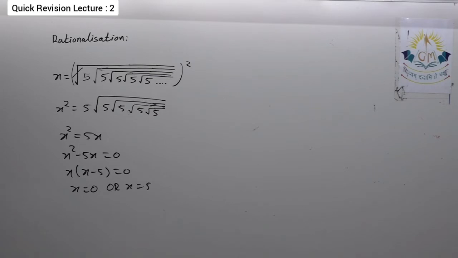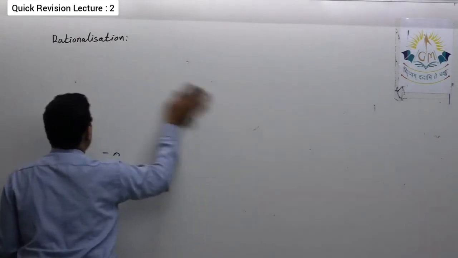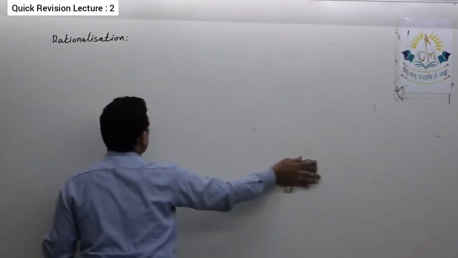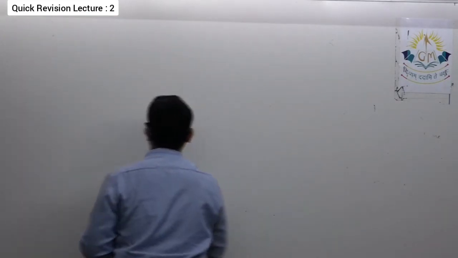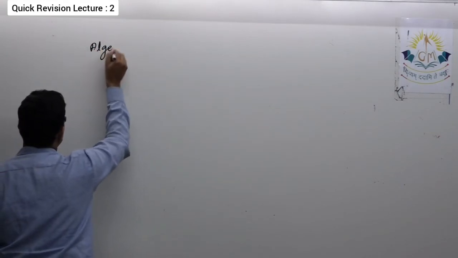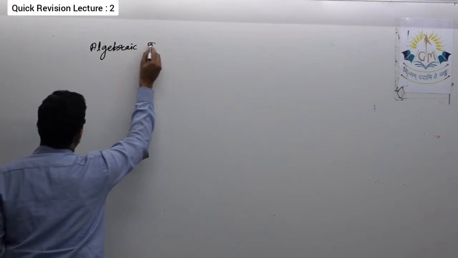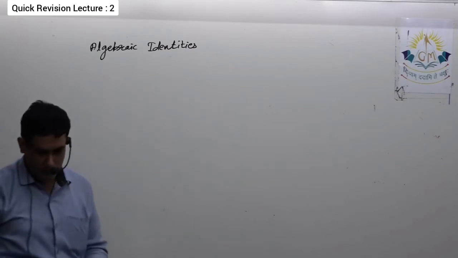Now we start our next chapter, that is algebraic identities. Even though we are in the number system only, next we will see the algebraic identities. So first of all I will give you all the identities, then we'll see the questions related to identities. So next is algebraic identities.